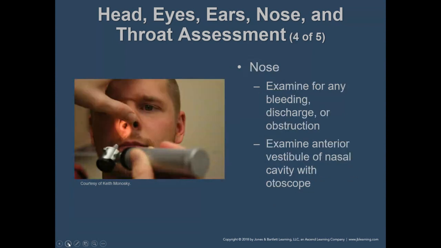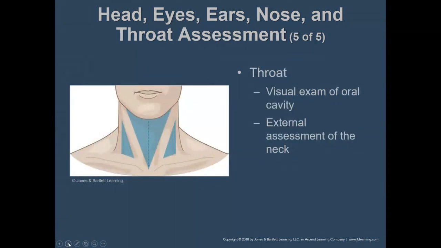Okay? So the last time we looked up somebody's nose, we were probably looking for a foreign body in a kid, and they shoved a bean or a rock up there. But what other information can you get by looking up there? Well, does this patient like to, I don't know, snort a bunch of stuff? Bleeding, discharge, obstructions, foreign bodies. Yeah, we can get all that.